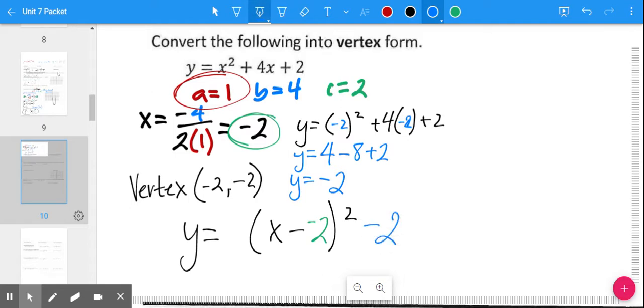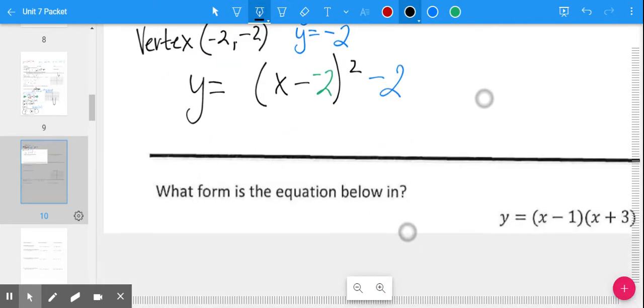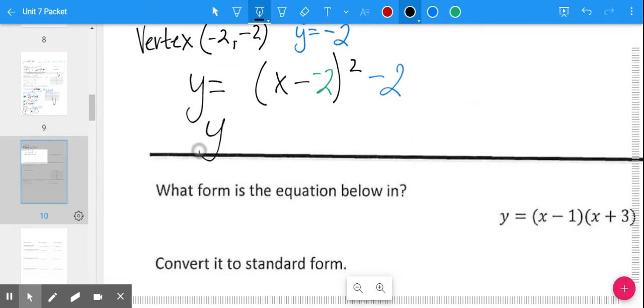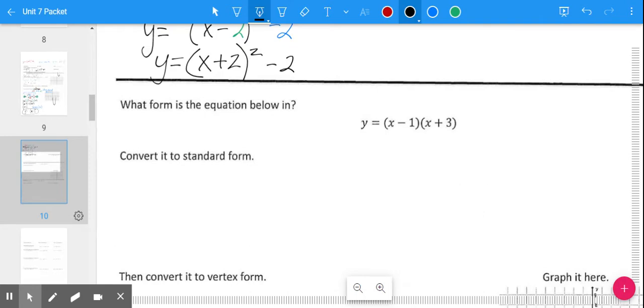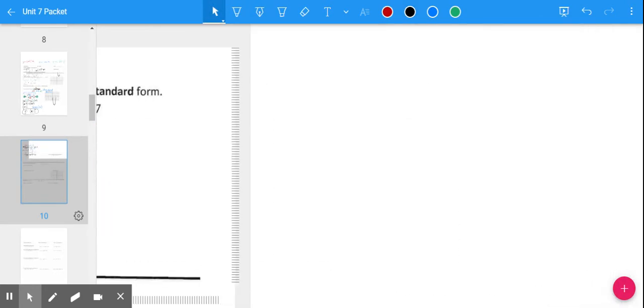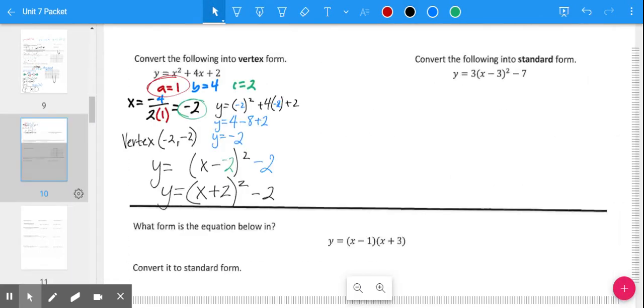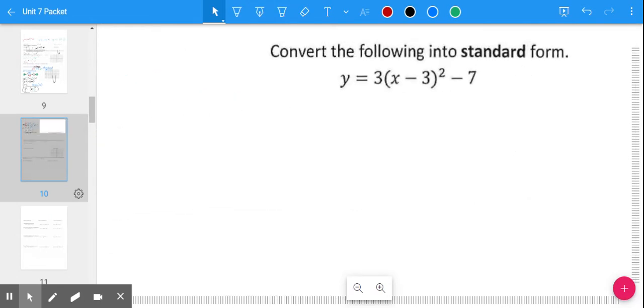So we can simplify this into something a little bit prettier. So we have y equals x minus negative 2, which is the same as x plus 2, squared, minus 2. And that's your vertex form. So on the next one, we have this one that we're putting into standard form.